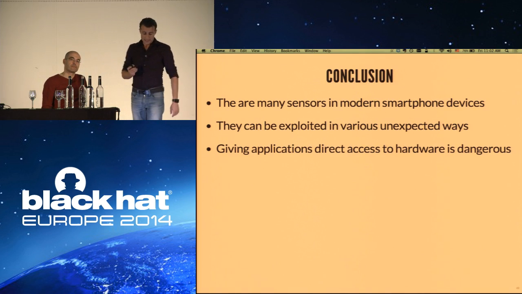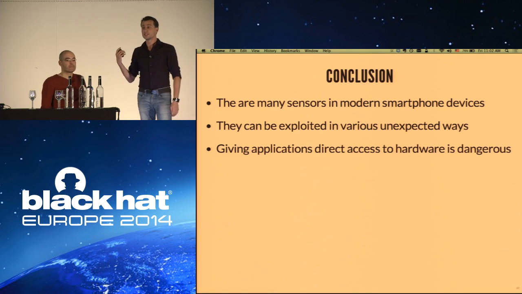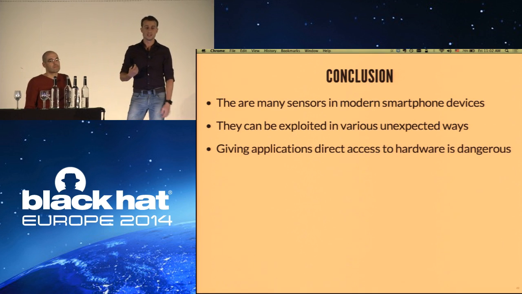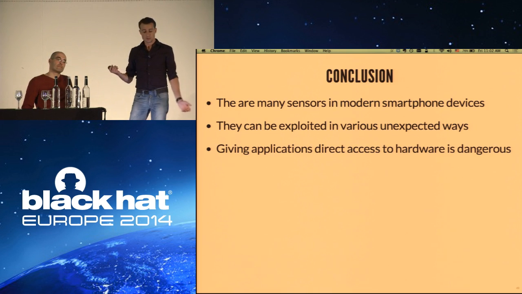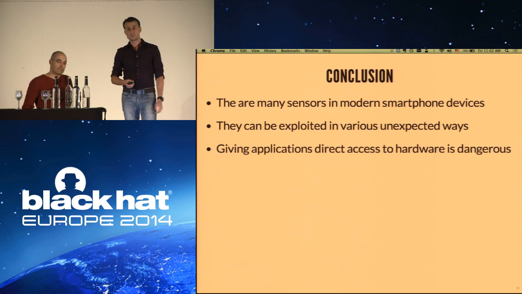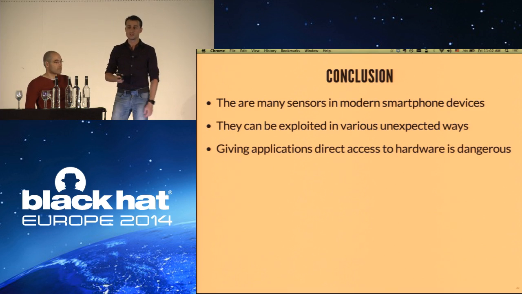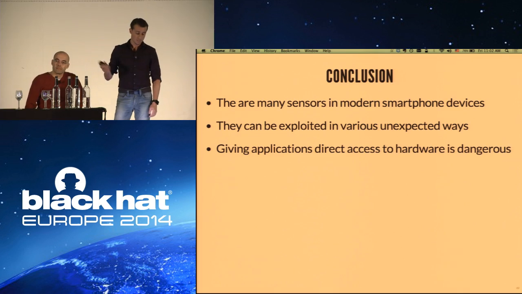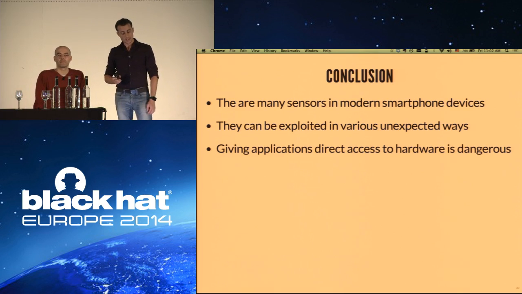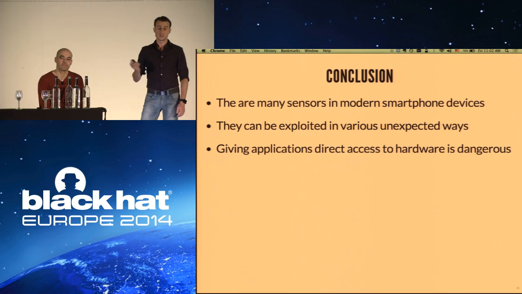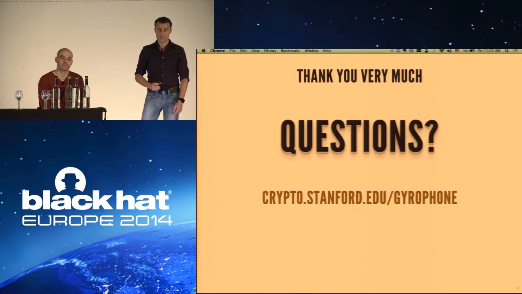The conclusion is that there are many sensors nowadays in mobile devices that provide interesting information, and they can be exploited in various unexpected ways which weren't foreseen at design time. In general, giving applications direct access to those sensors would be dangerous. So this is our main message, and with that we shall conclude and take questions. Thank you.